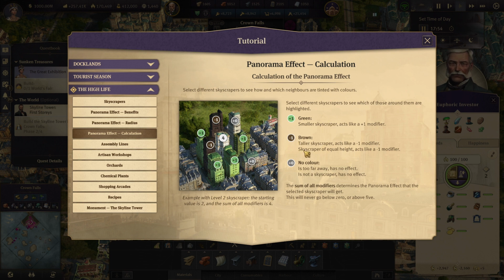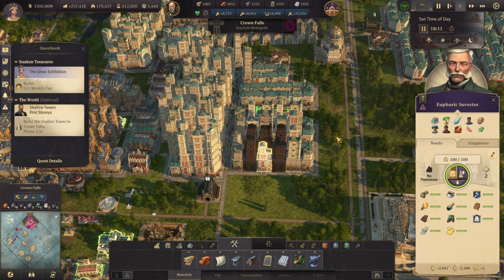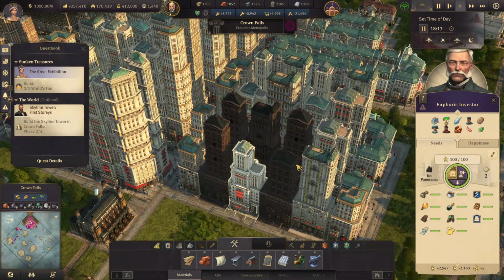And as I said, if they're the same height or taller, then they will give you -1. And what's important is they give you -1 whatever the level is. So let's say you have a level 5 and around it, it's level 1s, you still get only -1. You don't get -4, for example. And on the other side, if they are smaller around it, then you get a +1. And then you sum all of these numbers to get to the actual value.